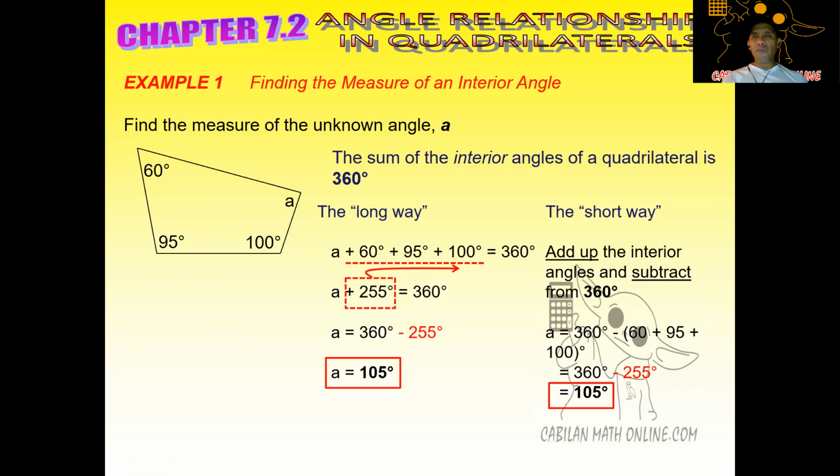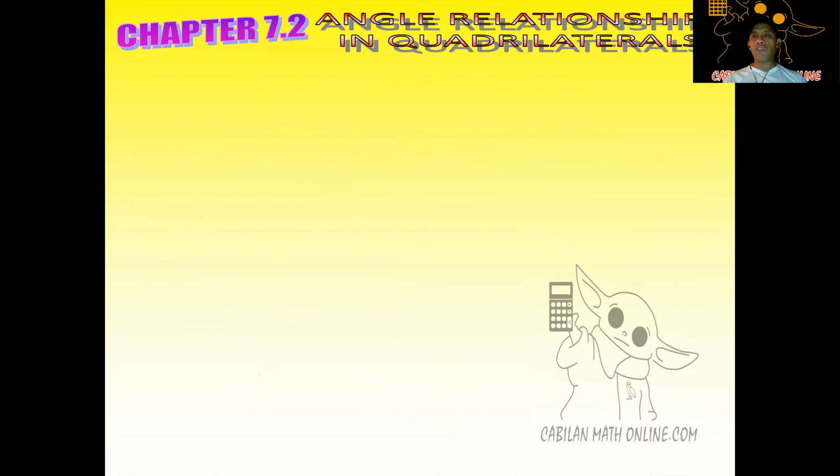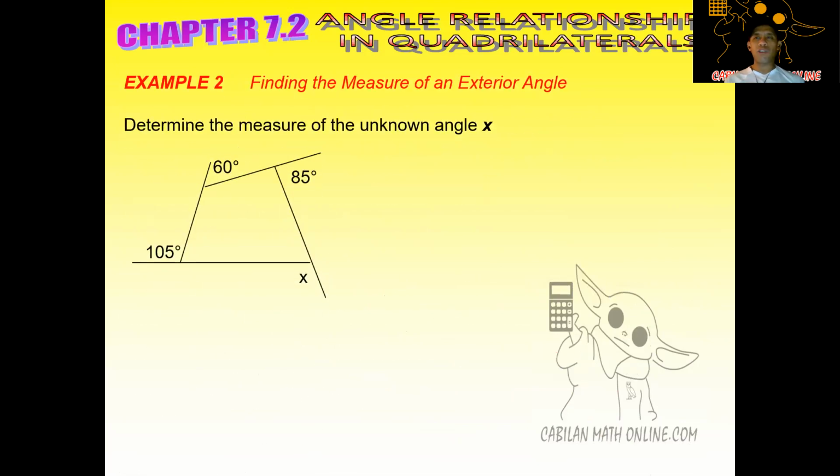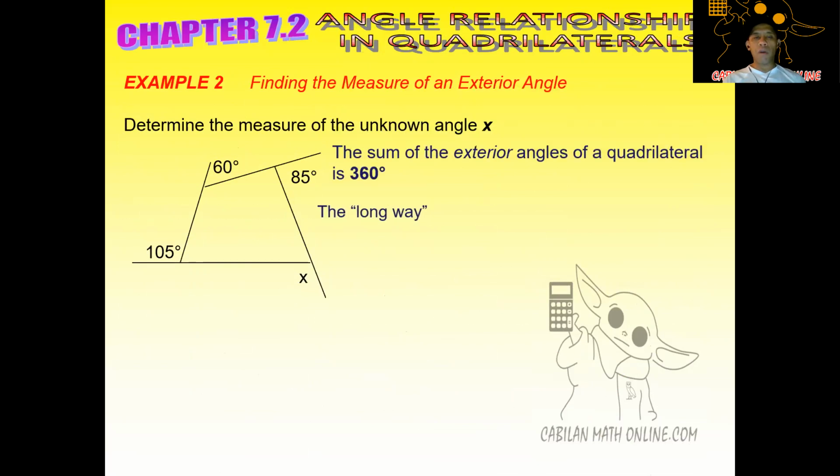Now you're going to see that for the next example, when we're dealing with exterior angles, we're going to approach it the exact same way. That's why, when it comes to quadrilaterals, knowing there's only one thing, 360 degrees, applies to both the inside and outside angles. In this case, we're going to set it up the long way first by adding up the four angles.